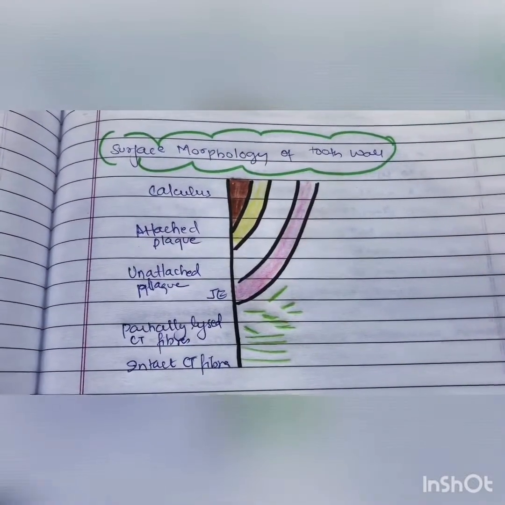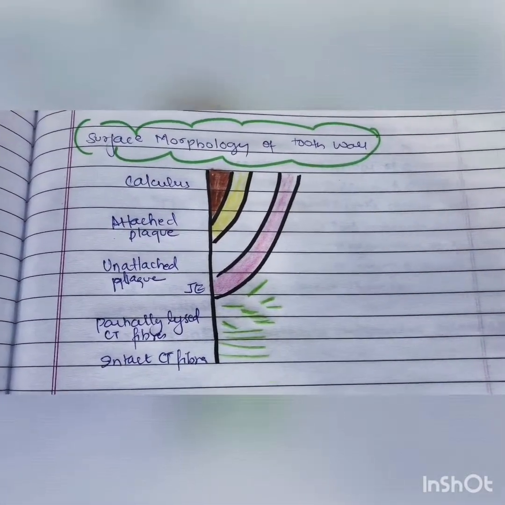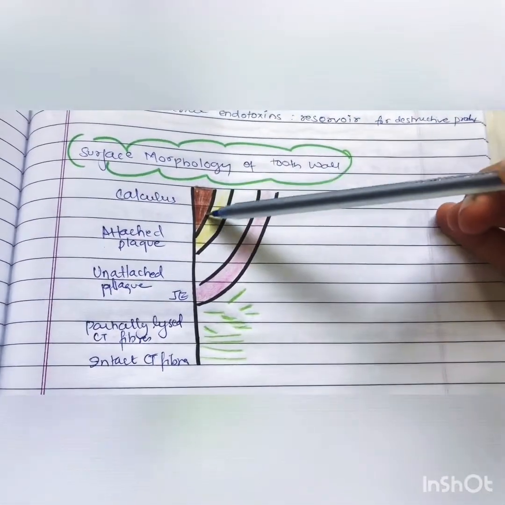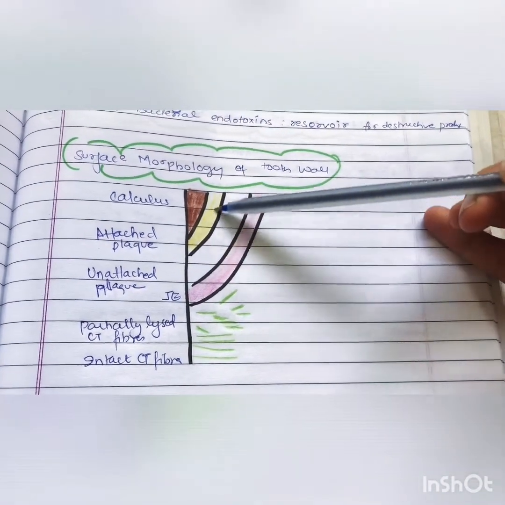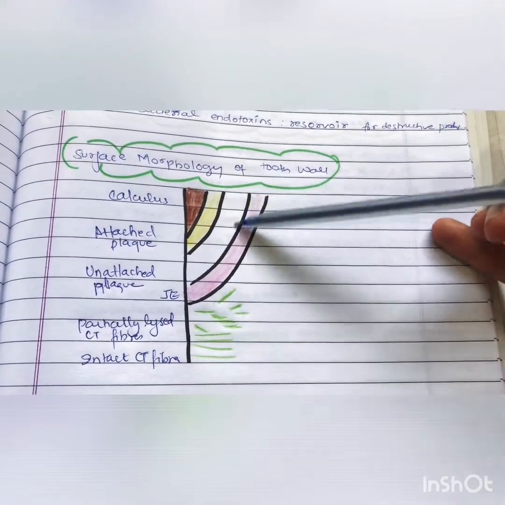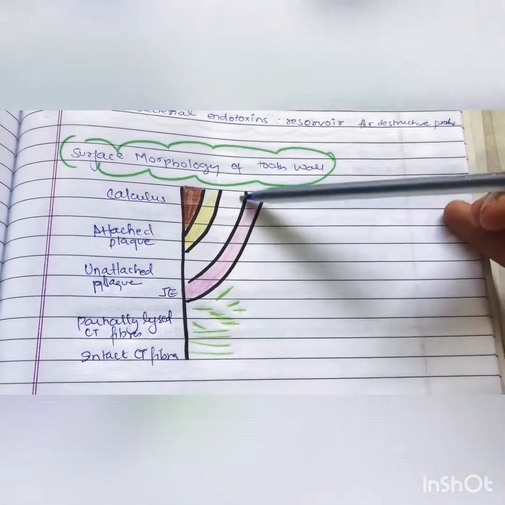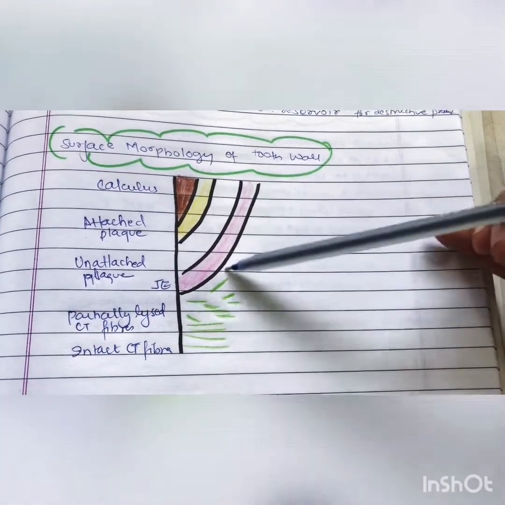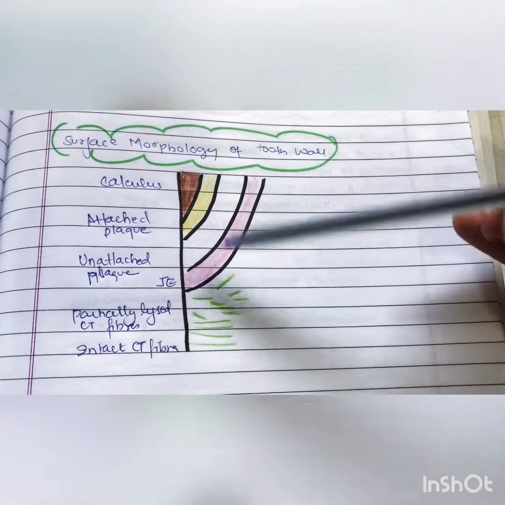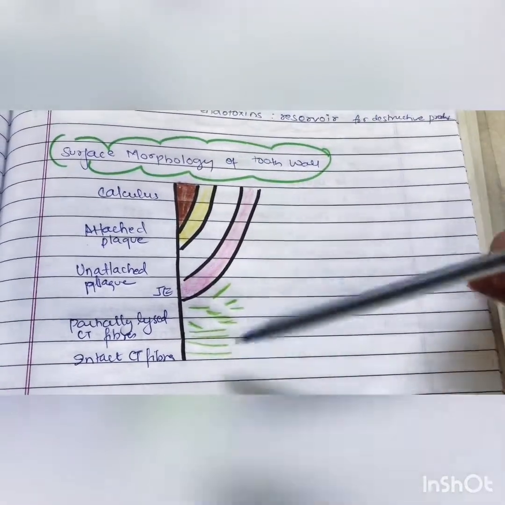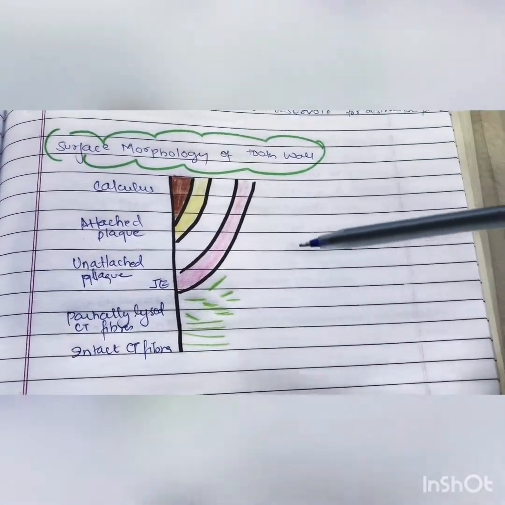As you can observe in this diagram, you can see the surface morphology along the root surface. First, there is a calculus layer. Along with it, there is attached plaque. In this, there is unattached plaque. This plaque is very dangerous. Next, you have junctional epithelium. Then you have partially lysed connective tissue fibers. If you've understood the pathogenesis, this diagram is not very difficult to understand.